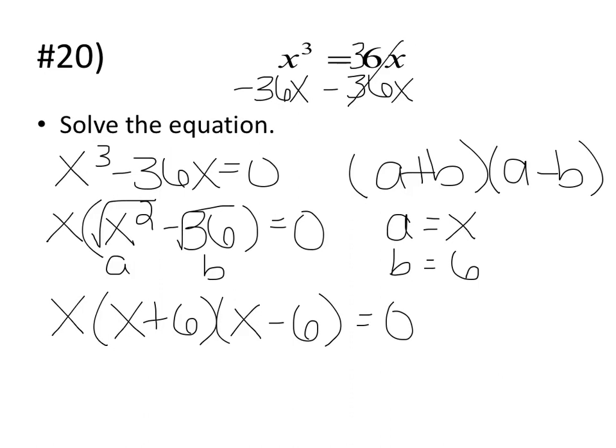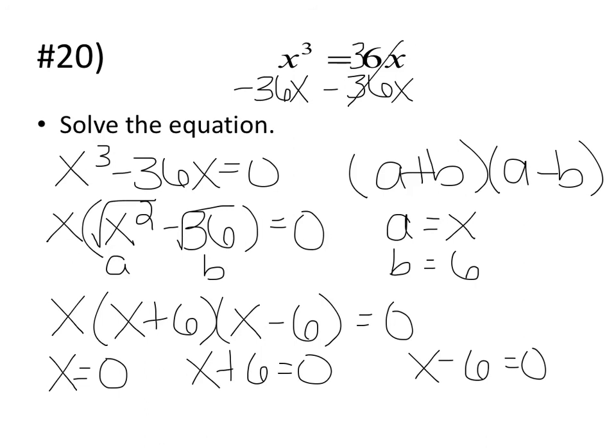So you've got three things that you're setting. You've got 3 things here you're going to set equal to 0. You're going to set x equal to 0, x plus 6 equal to 0, and x minus 6 equal to 0. So first, x is 0. That's an easy one. x plus 6 equals 0, and x minus 6 equals 0.